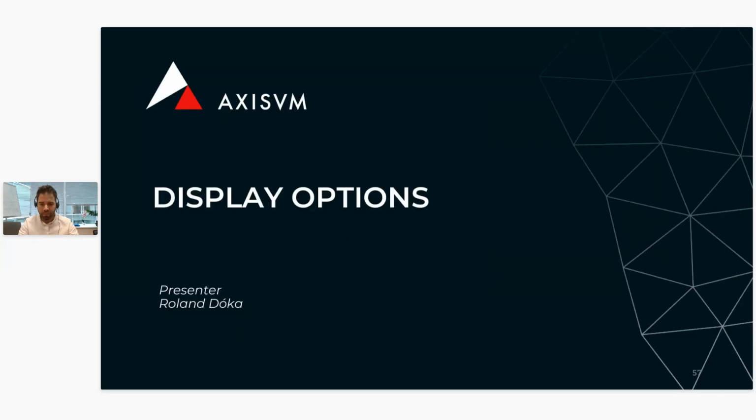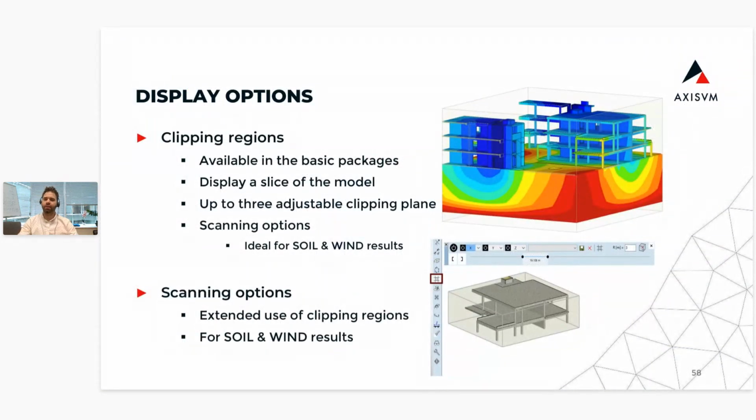Okay, thank you. So to close off today's meeting, there are only 2 lighter topics left in the presentation. Both are linked to display options in AXISVM X8. First one is that we have clipping regions available in the software, which are available in the basic packages. So regardless of what configuration you have, this function is available for you to use.